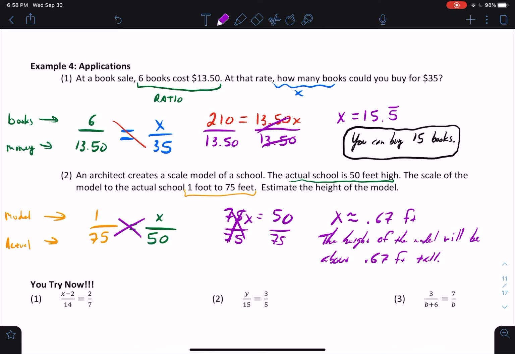All right, so there is how we can do some application problems by setting up a proportion. Start with the ratio you know, and then fill out the ratio you don't know. Make sure you're paying close attention on what is represented in the numerator of your ratio and what's represented in the denominator of your ratio.